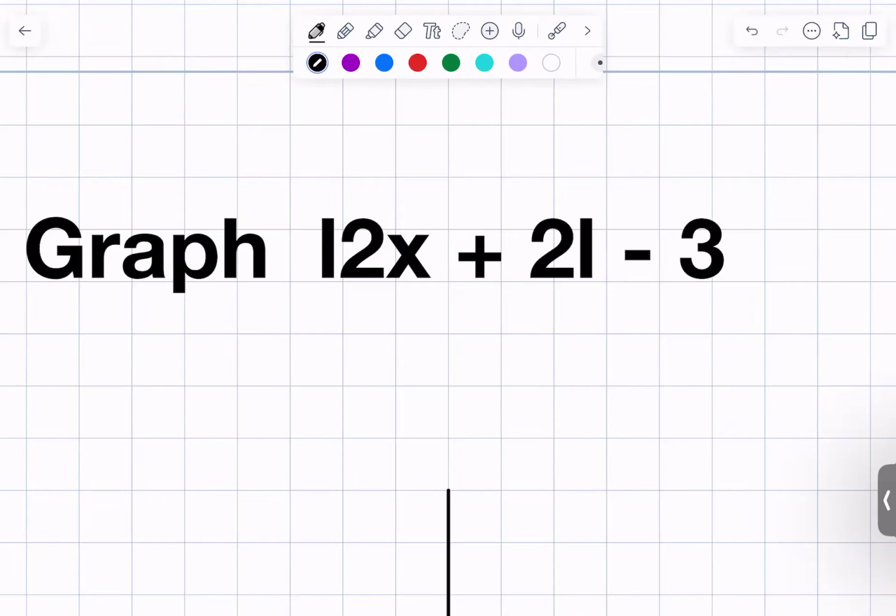So welcome back. This is the last part of your lesson on graphing absolute value functions using transformation. Okay. So in this case, we have absolute value of 2x plus 2 minus 3. Now, I know that our first step is to circle things, right, that represent transformation.